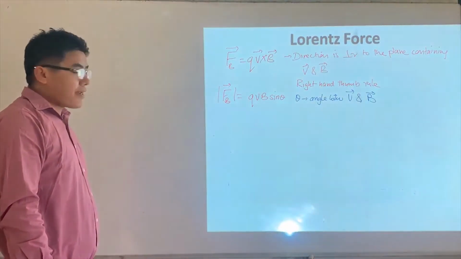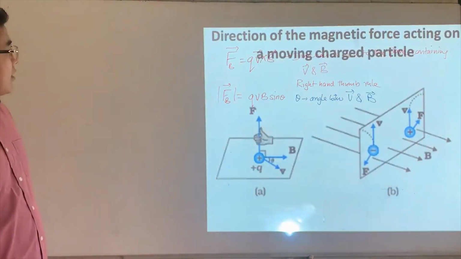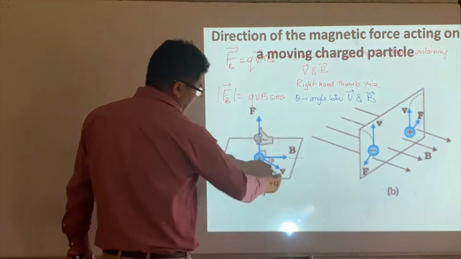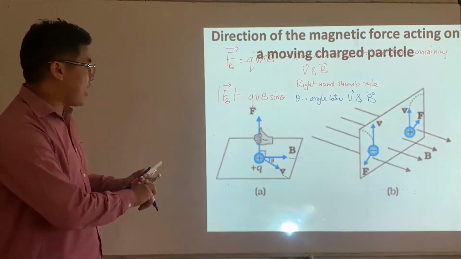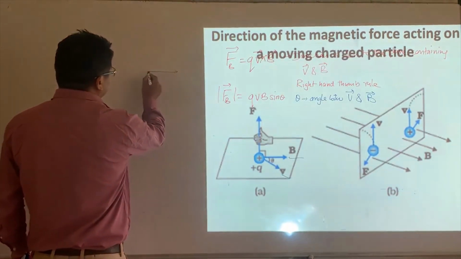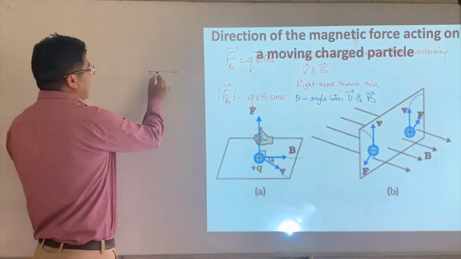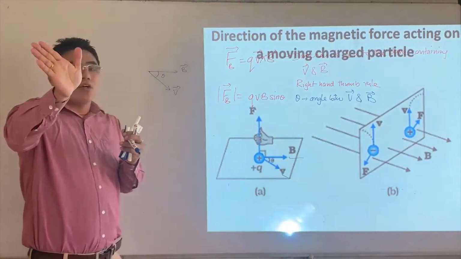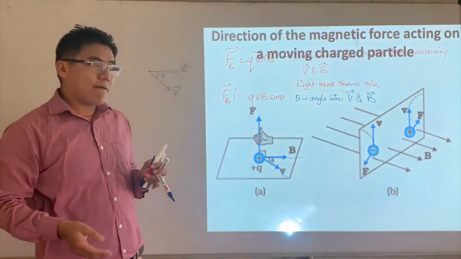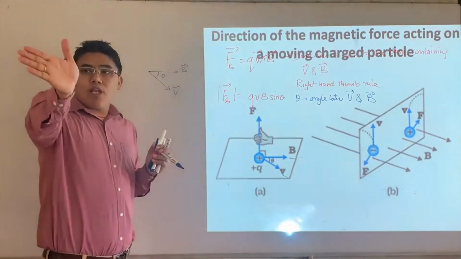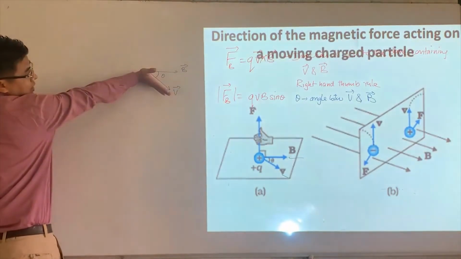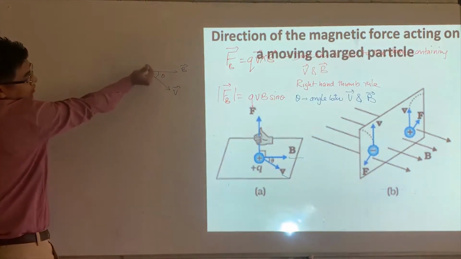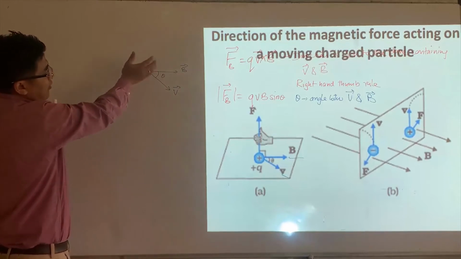Now how to find the direction? Look here. This is the magnetic field, this is the velocity, and the right hand thumb rule says that you have to go like this. You have studied this cross product in class 11. Velocity goes to magnetic field. Go from velocity to magnetic field. What is the direction of force? Force is this.